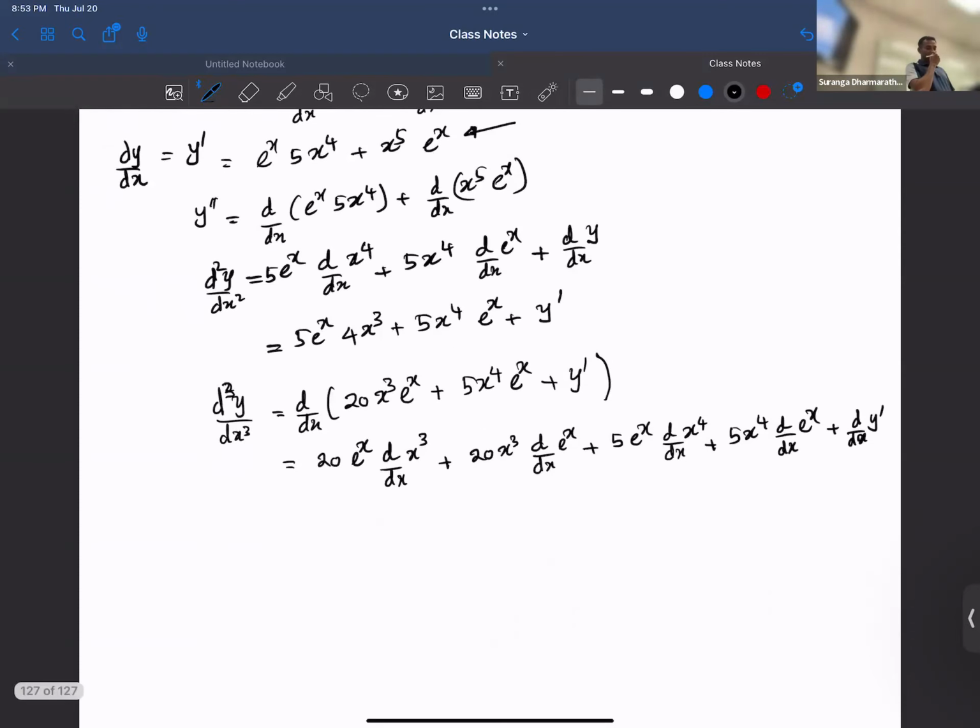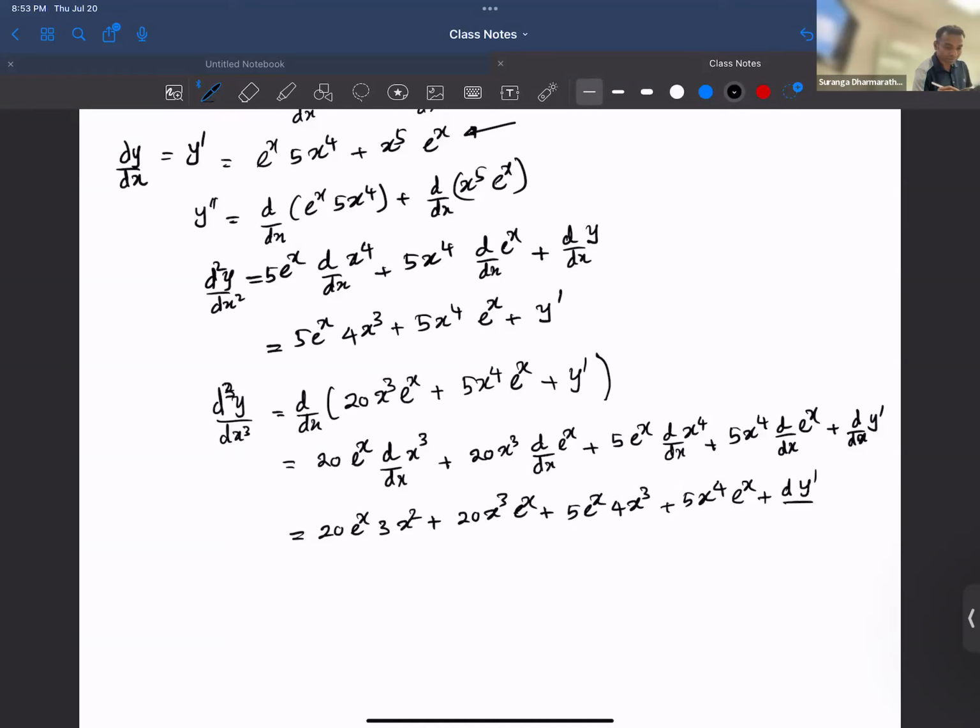So you can substitute y double prime and y prime, and then you can go from here: 20 e to the power x 3 x squared plus 20 x cubed e to the power x plus 5 e to the power x 4 times x cubed plus 5 x to the power 4 e to the power x plus d y prime over dx. And you can substitute dy prime over dx, that is this one. The answer. It's a long one, right?